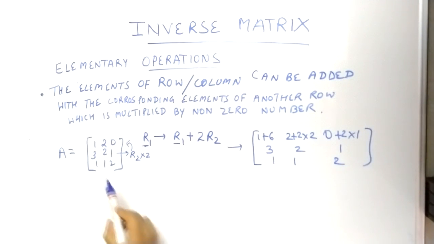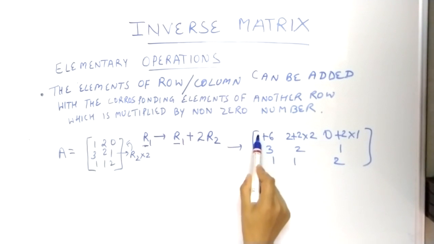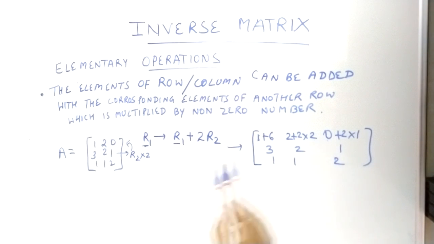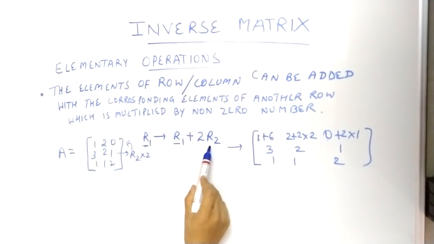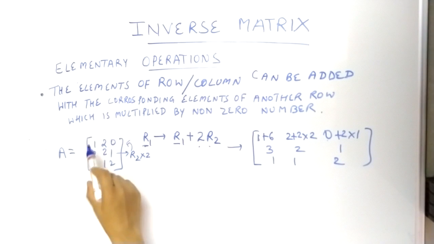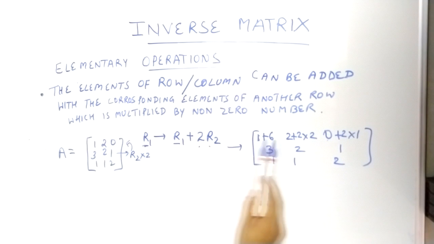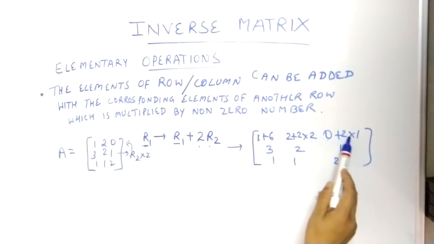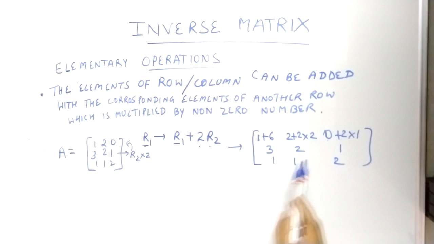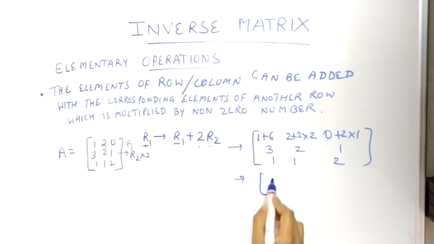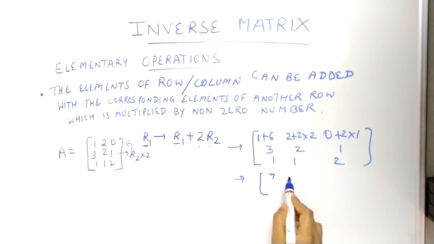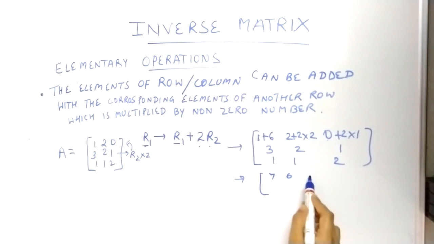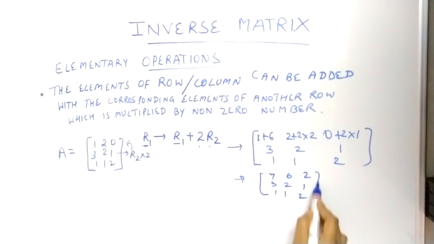This one is clear. First we write the elements of R1 as it is, 1, 2 and 0. Then this second row we multiply with 2 and add the corresponding elements. So it is 2 into 3, 6, 2 into 2, 4, 2 into 1, 2. So this matrix will become 7, 6, 2, and the remaining 2 rows will come as it is. So this is the third elementary operation.